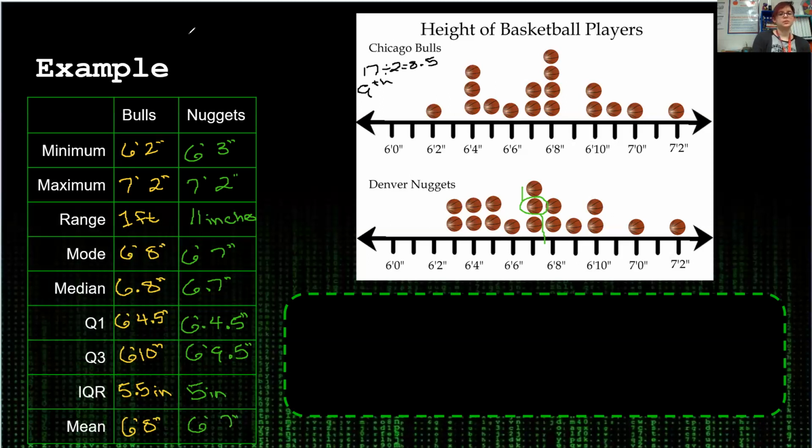Okay, so what are some things I can pull out of this? Well, if I look, I can see on average, the Chicago Bulls have taller players.